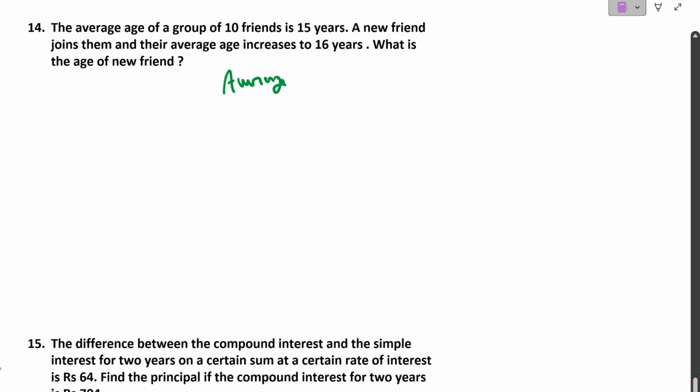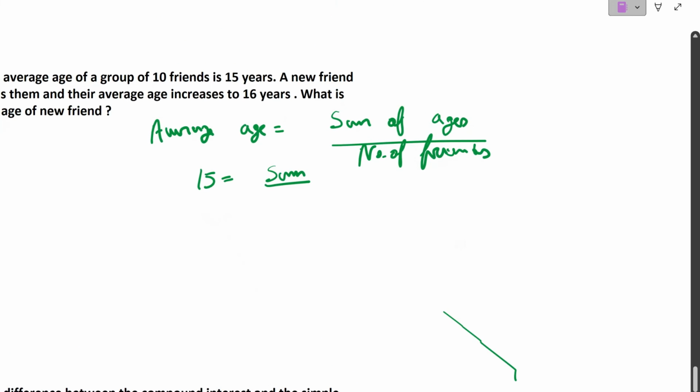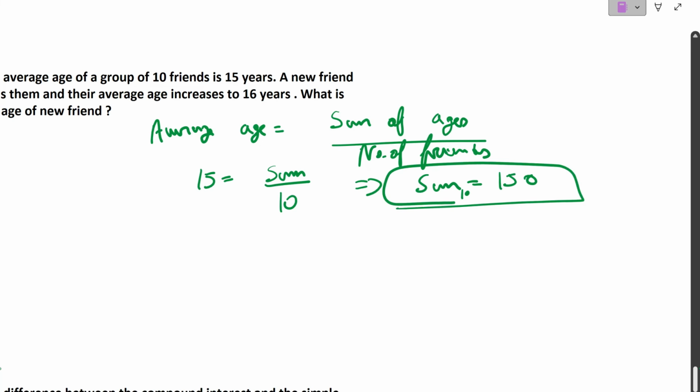Average age equals the sum of ages upon the number of friends. Now the average is 15 and we are not aware of the sum of ages of these 10 friends, and the number of friends is 10. So it means that the sum of ages of these 10 friends is 150.